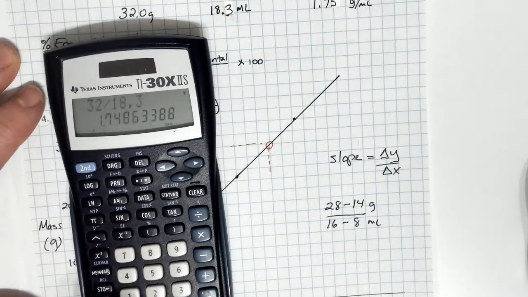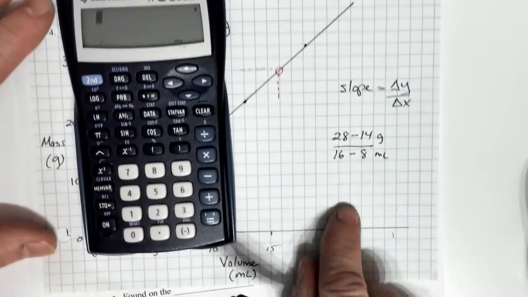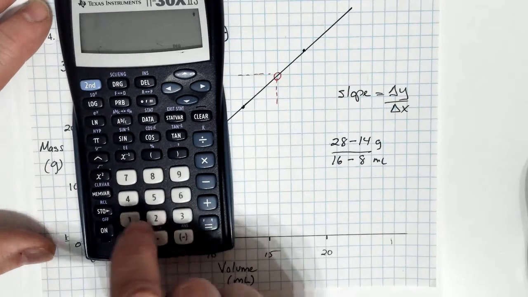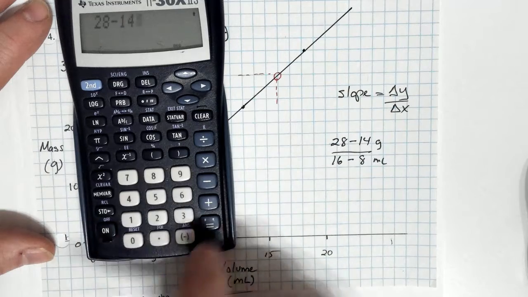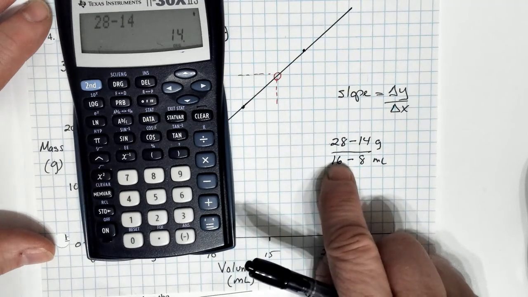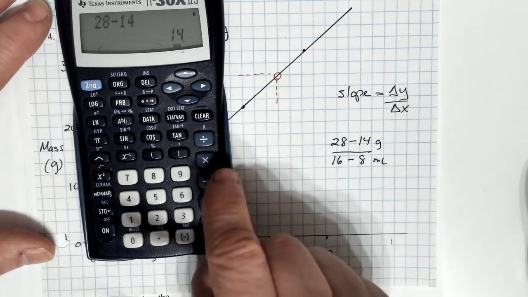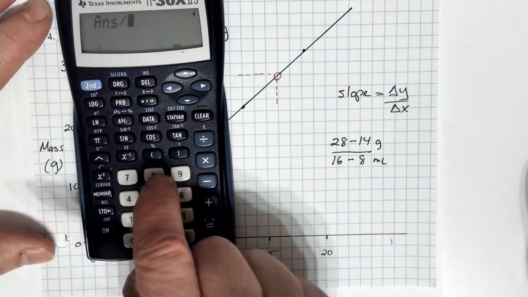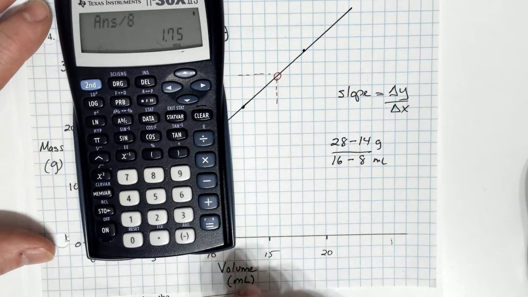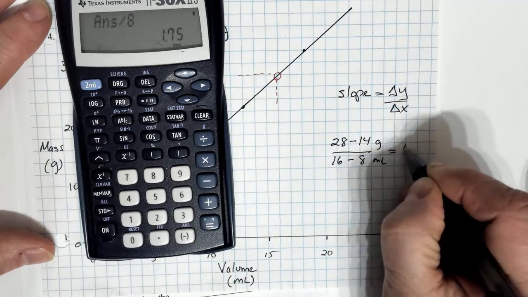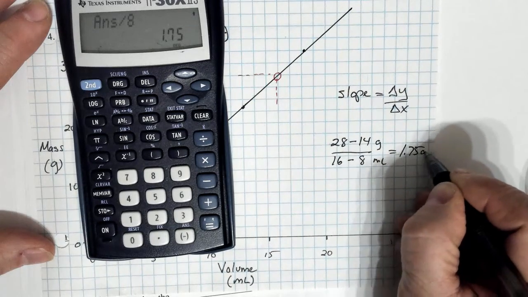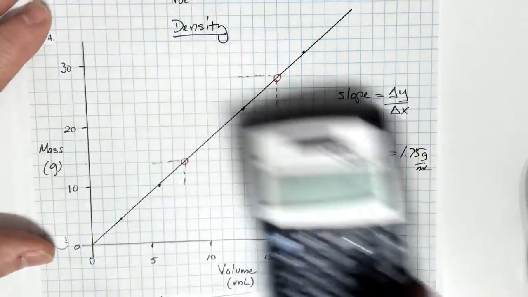So, clearly, 28 minus 14 is 14, and 16 minus 8 is 8. So 14 divided by 8 equals 1.75. And that would be grams per milliliter. So that's how you find the slope.